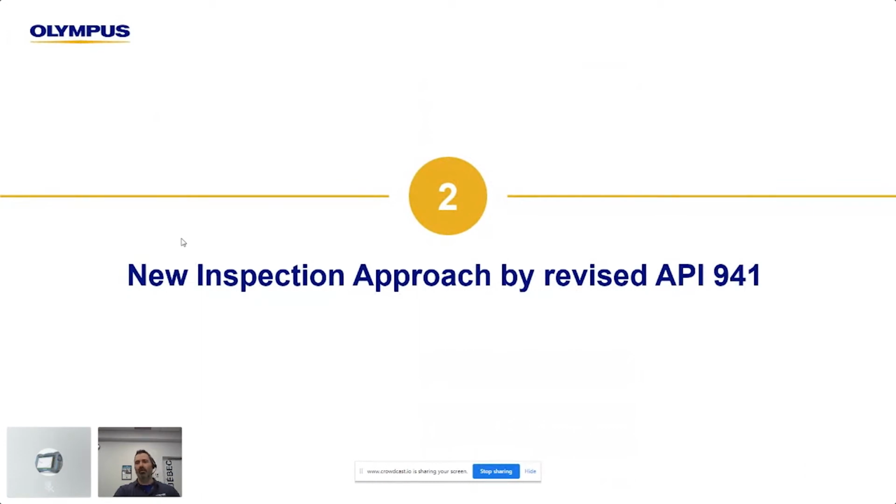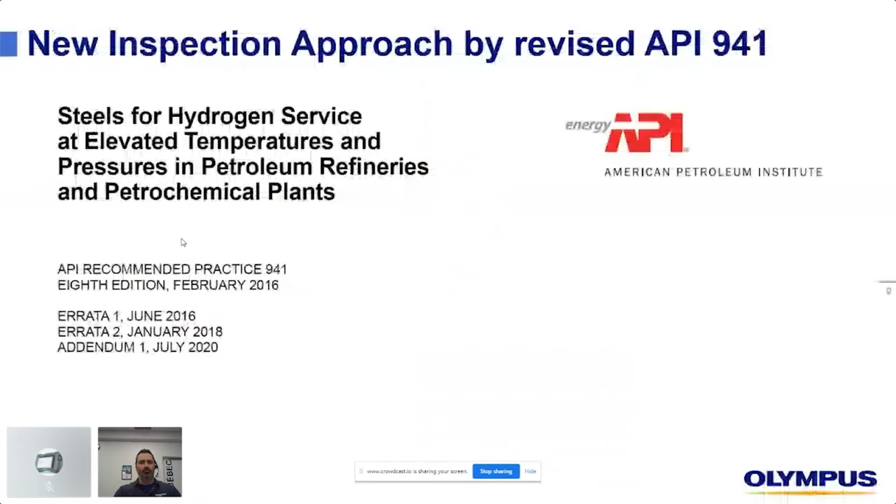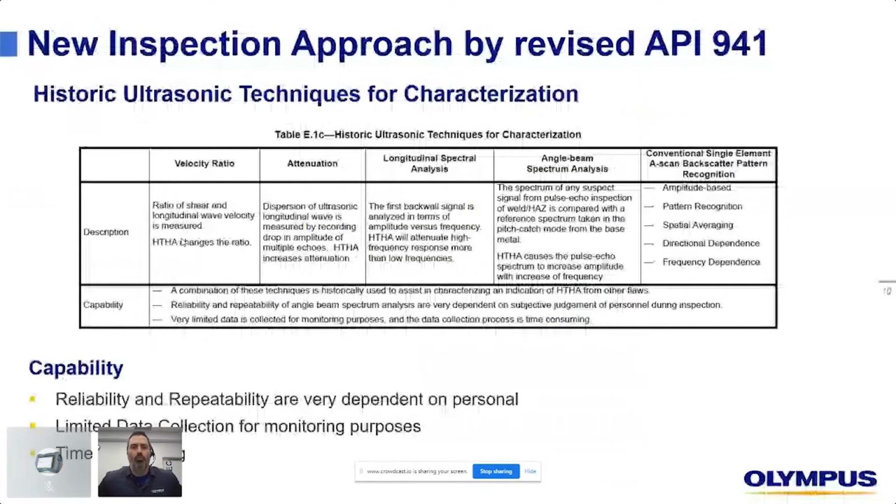New inspection approach revised by API 941. So historically, traditional ultrasonic methods of characterization were divided into 5 or 4 different ones, basically. You had the method of velocity ratio, where you measure the longitudinal wave velocity and the shear wave velocity in a clean zone of the material, and if the ratio between S wave and L wave changes, that's an indication of HTHA presence.